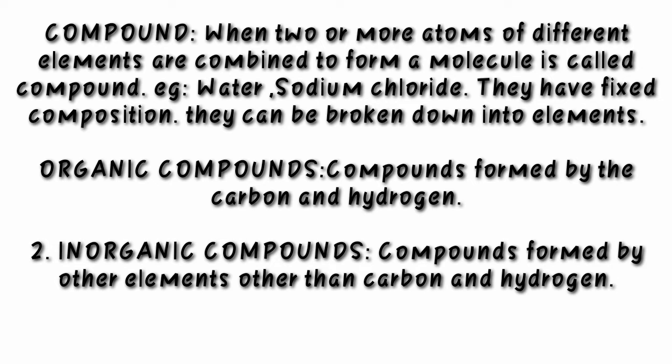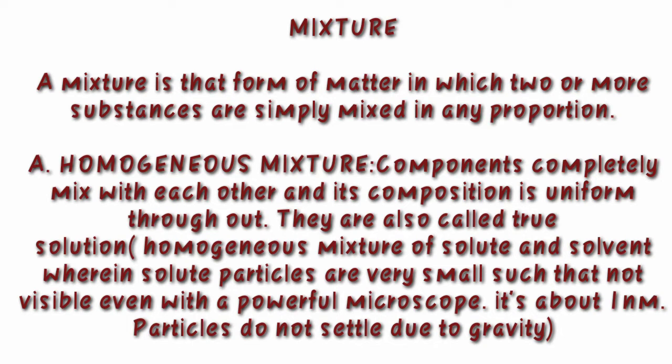The two kinds of compounds are organic and inorganic. Organic compounds are the compounds which are formed by carbon and hydrogen. Inorganic compounds are formed by the other elements except carbon and hydrogen. A mixture is that form of matter in which two or more substances are simply mixed in any proportion. The types of mixtures are homogeneous and heterogeneous.